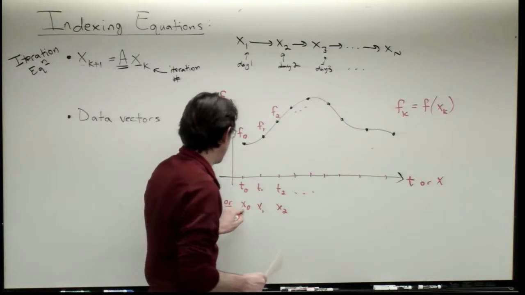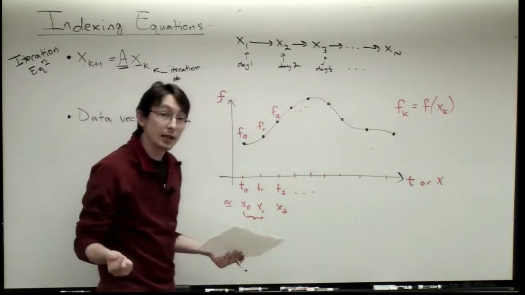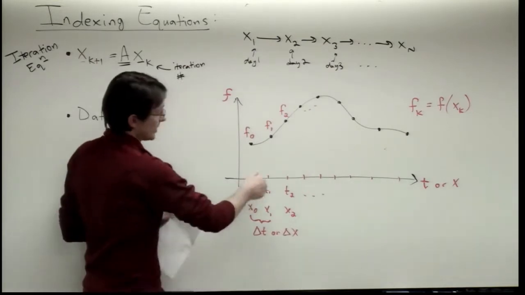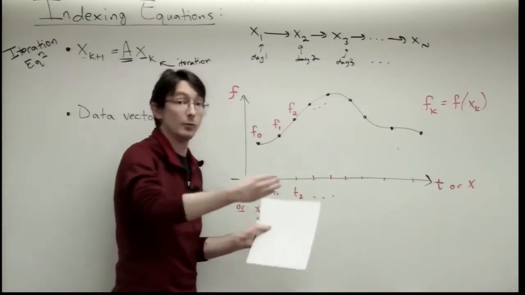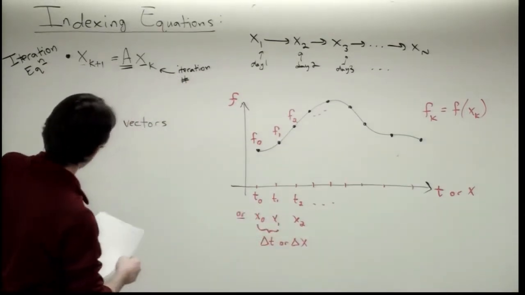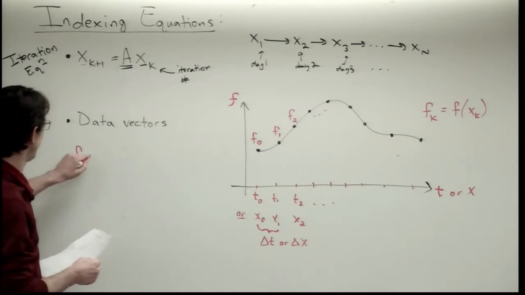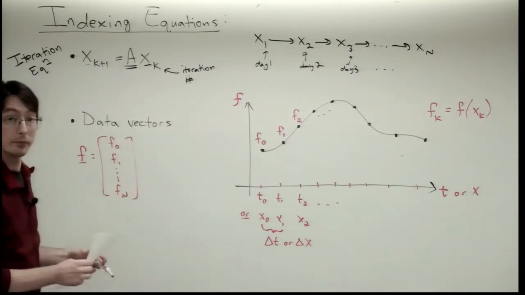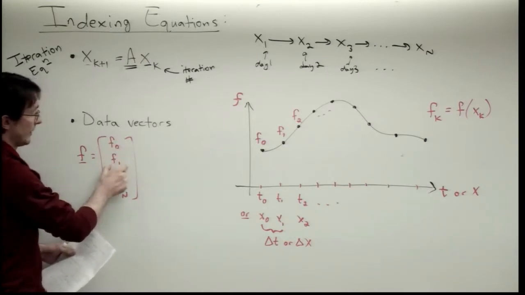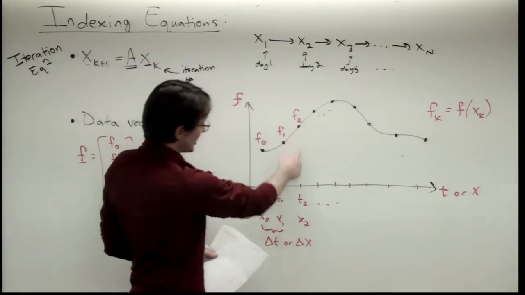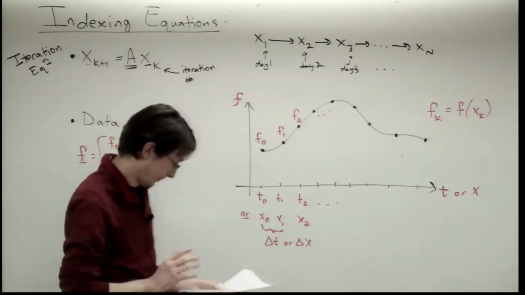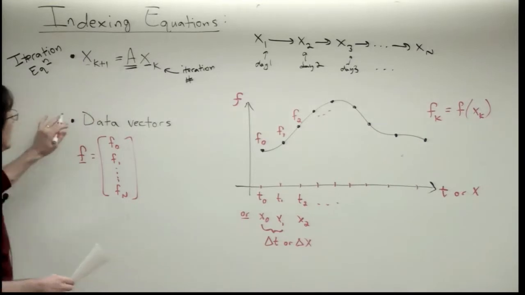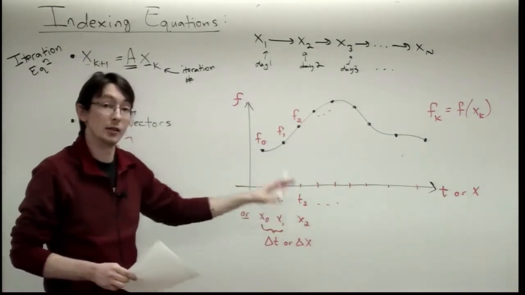Also, oftentimes we'll say that these are separated by some delta t or delta x. So oftentimes my samples come evenly spaced in either time or space. They don't have to, but they often do. Okay, and so I would say that I have some vector f, which is equal to f0, f1, all the way to fn. Okay, so the subscript could represent the element of a vector, and that element could correspond to which time or location that data was collected. Okay, so these are two interpretations of indexing. We could use indexing for iteration equations. We could use indexing to specify which time or which location data was collected.